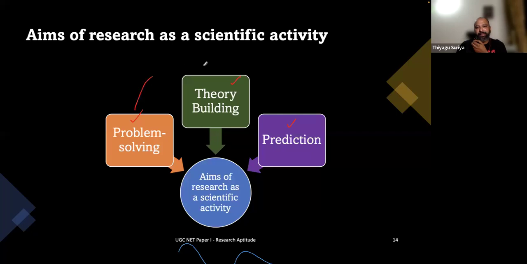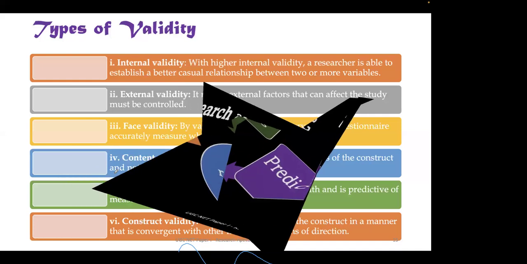Therefore, the three main aims of research in scientific activity are: problem solving, theory building, and in parallel, when you develop a theory, we need to apply it also. That's for the experimental method, like applied research and all. And in parallel, we need to predict how two variables predict another variable, like how the independent variable contributes to the dependent variable. This way we do research as part of scientific activity. Hope you are getting some idea about the different research.